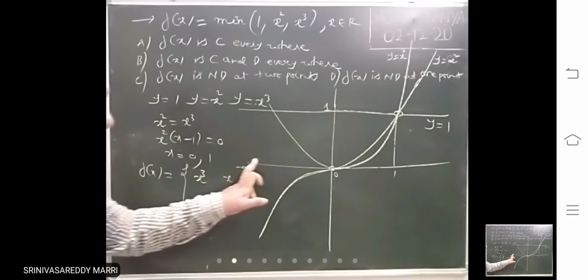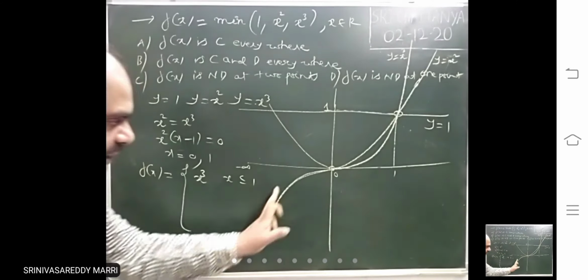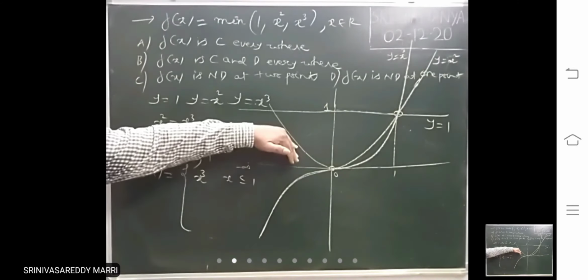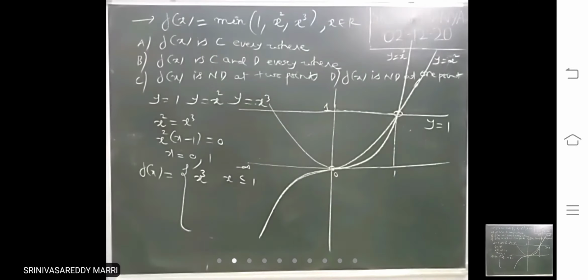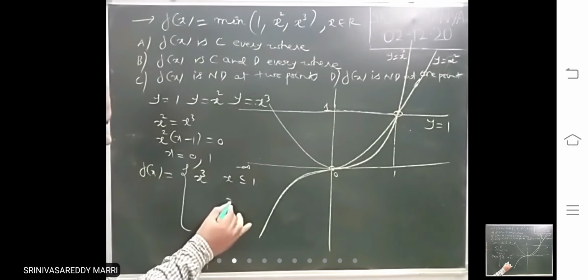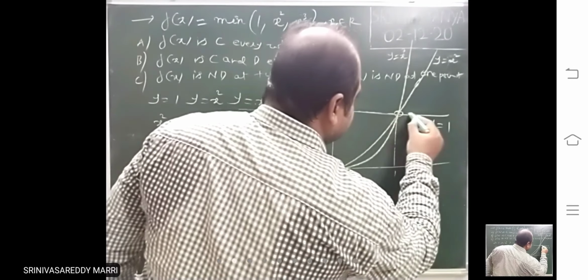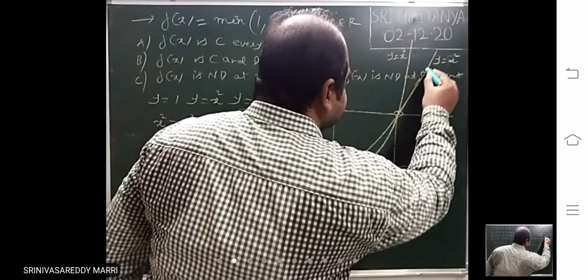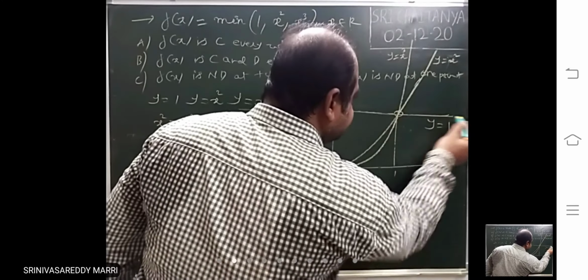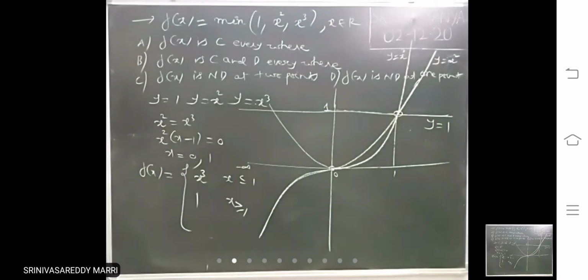Right? Minus infinity to 1. This graph is below two graphs: one is x square, one is y equal to 1. That means till 1, this is the one. After 1, that is greater than or equal to 1, what is the graph? Look at, y equal to 1 is this, y equal to x square is this, y minimum is what? 1. That means 1. So this is the one.